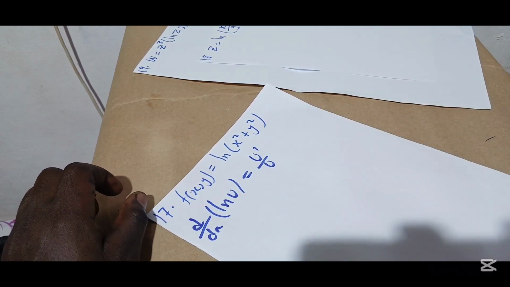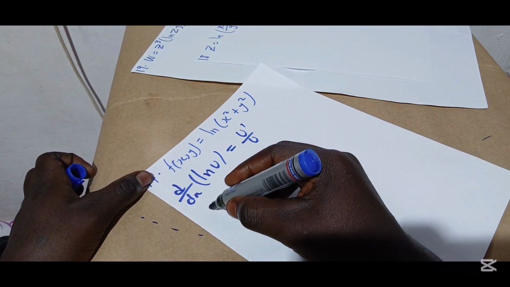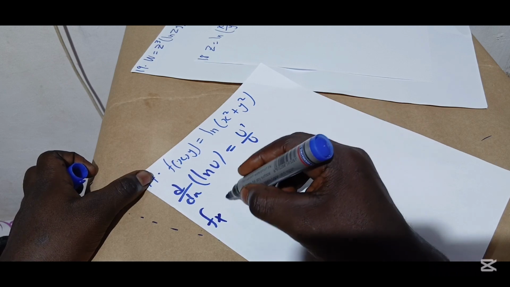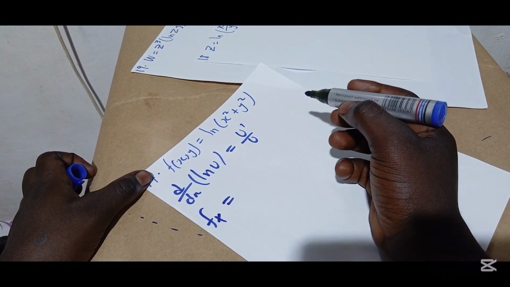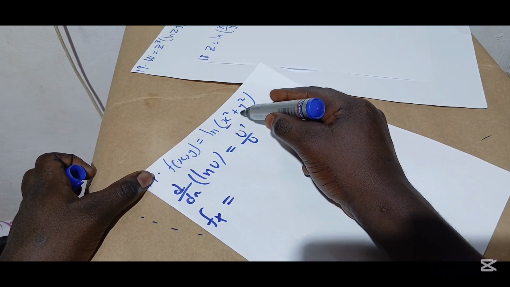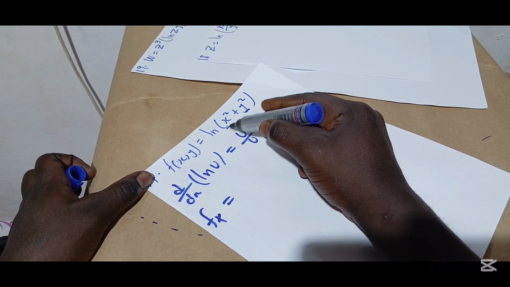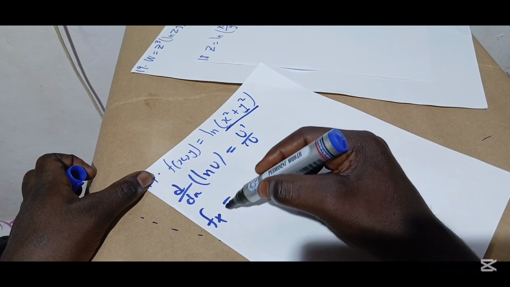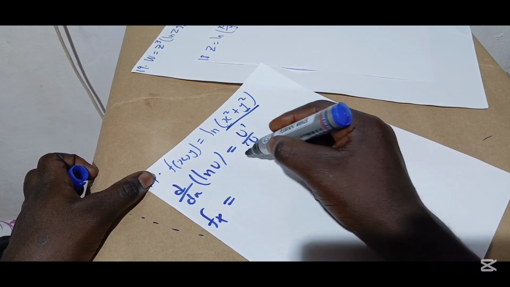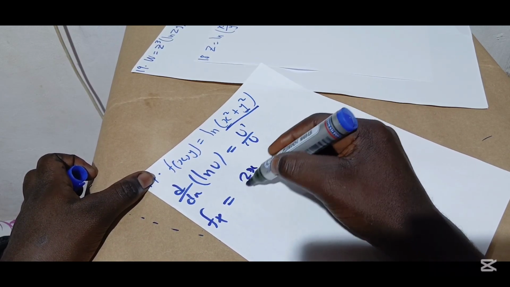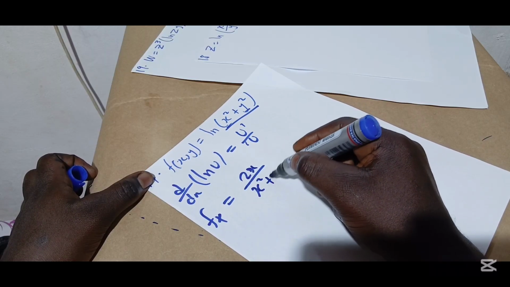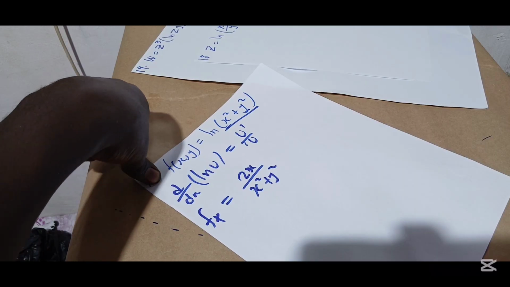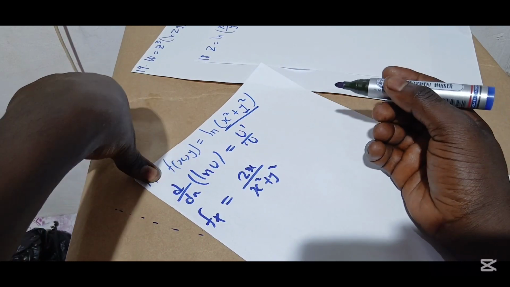So now let's continue. Let's find fx. So in this case, we are going to differentiate all of this and then divide it by all of this. In this case, our u is this, right? So differentiating with respect to x, this goes 0. So 2x all divided by x squared plus y squared. So that is it for this problem.